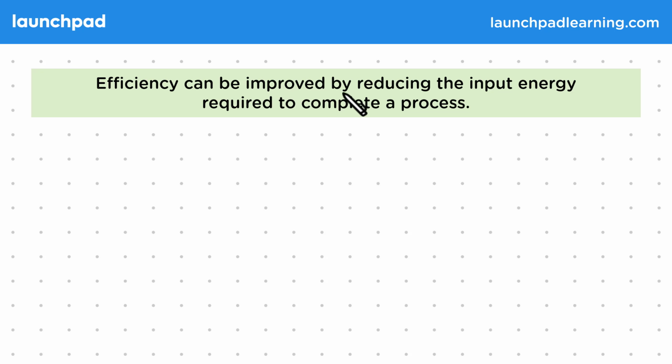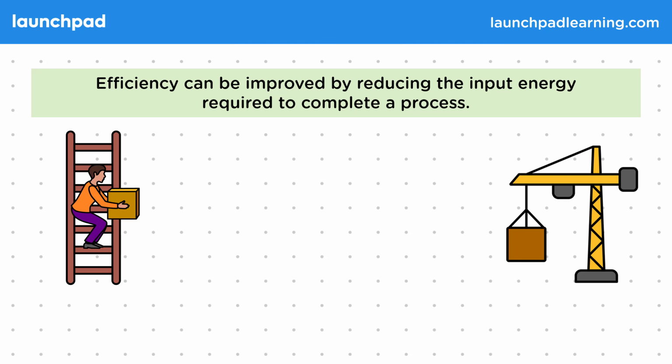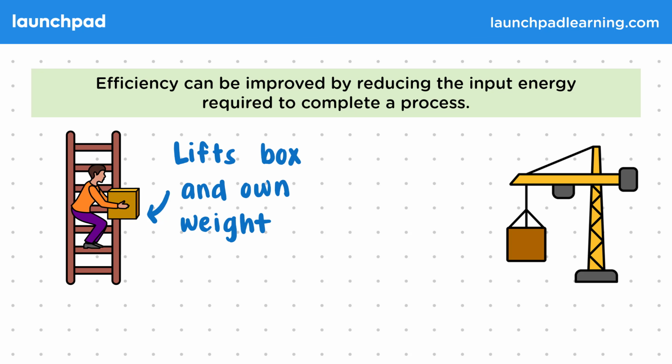Efficiency can be improved by reducing the input energy required to complete a process. So basically, we don't want to input more energy than we have to. Let's consider the case of lifting a box up onto a platform. We need to input a supply of gravitational potential energy. If we lift the box manually, it not only requires us to lift the weight of the box, but also our own weight, so there is more input required.